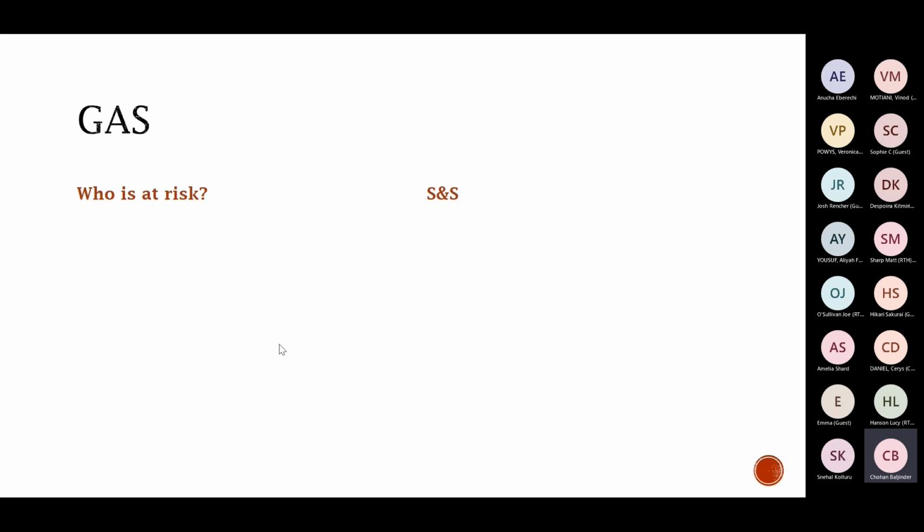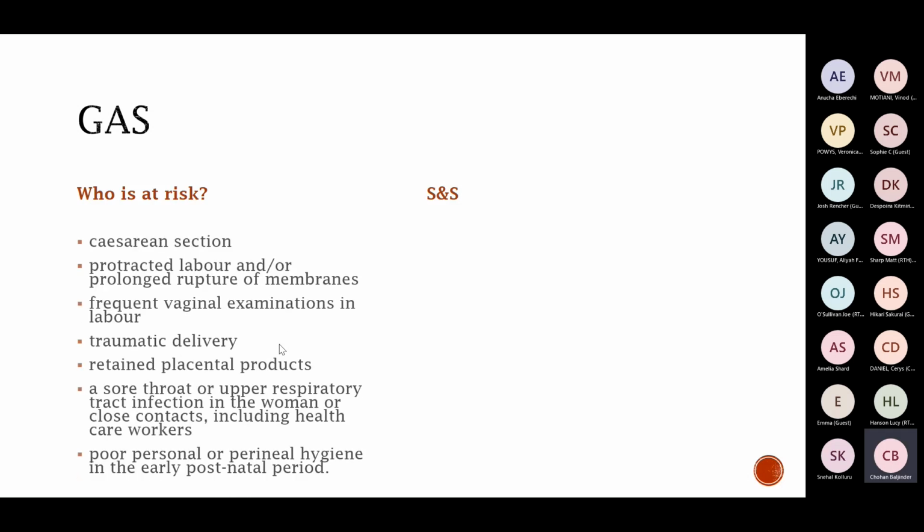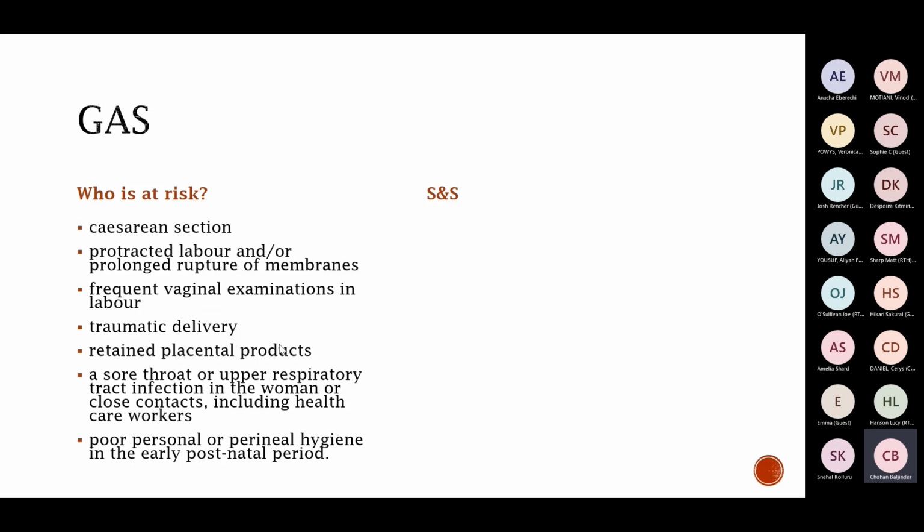So what I've got here, and actually, who brought up the thing about VEs as well? Actually, it is on here. Frequent VEs. Can't remember where I've got this from. It'll be from the TOG article or somewhere, I think. But yes, these are all the risk factors: cesarean section, prolonged labour, frequent VEs, traumatic delivery, retained products, poor personal hygiene.